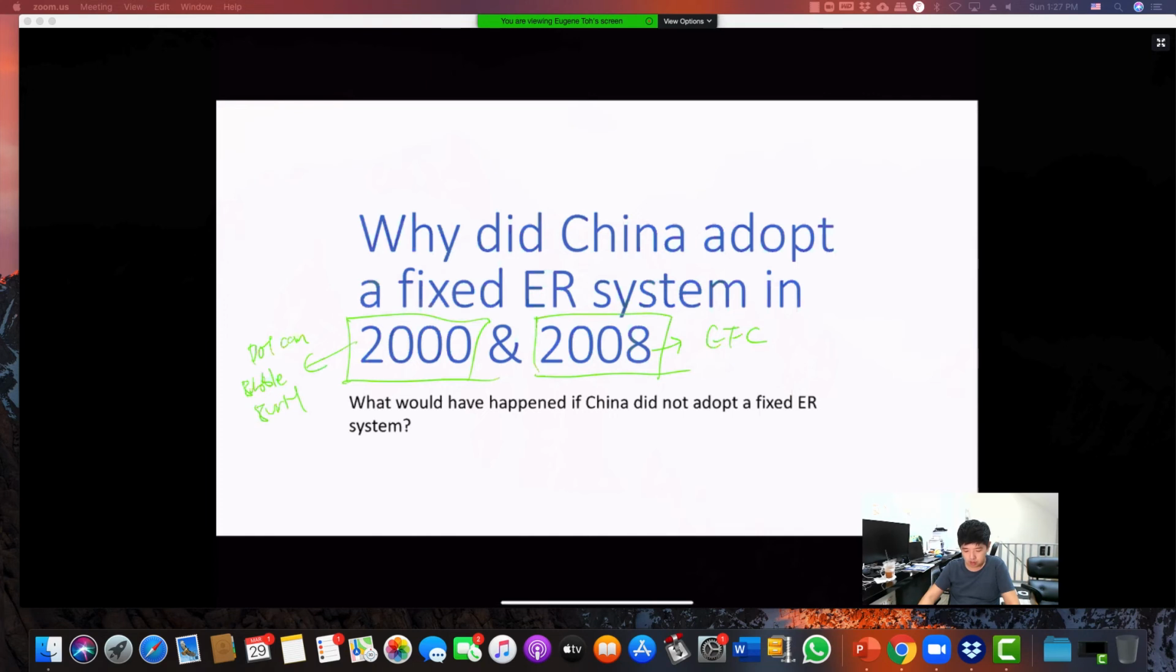Now, so what has this got to do with China adopting a fixed exchange rate system? I'm going to spend some time explaining this to you. It's going to be a little bit hard to follow if you're not paying attention, so please do pay attention.